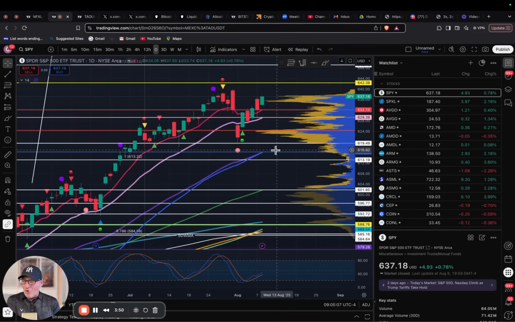However, all eyes are going to be on the market open on Monday. That's absolutely crucial as to whether or not it pushes up and makes a new all-time high or begins to fall away to the downside.